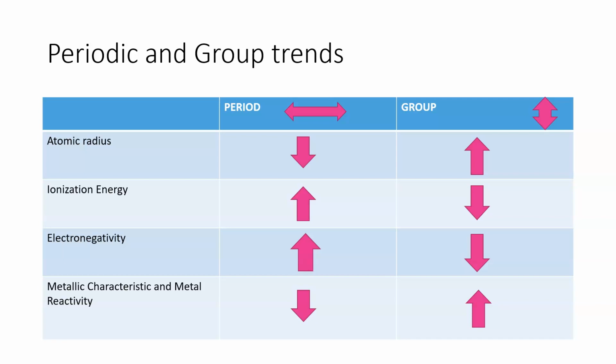Remember, periods go across the periodic table and groups go up and down. So this chart shows you that atomic radius increases going down, while ionization energy and electronegativity increase going up, and metallic characteristics increase going down. Same thing within our groups. Write these down in your notes and come to class ready to keep working with our periodic trends.